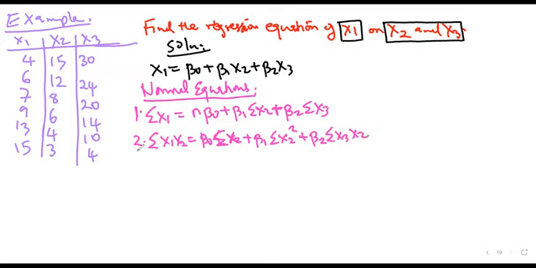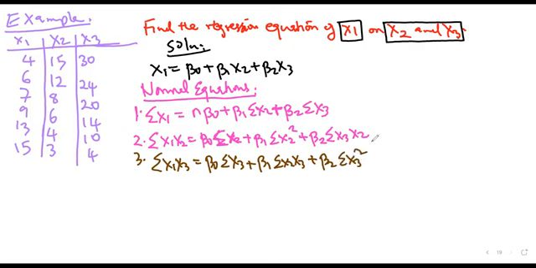And the last normal equation, you multiply everywhere by x3, then you sum. So this will be summation of x1 x3 is equal to beta naught summation of x3 plus beta 1 summation of x2 x3 plus beta 2 summation of x3 square.